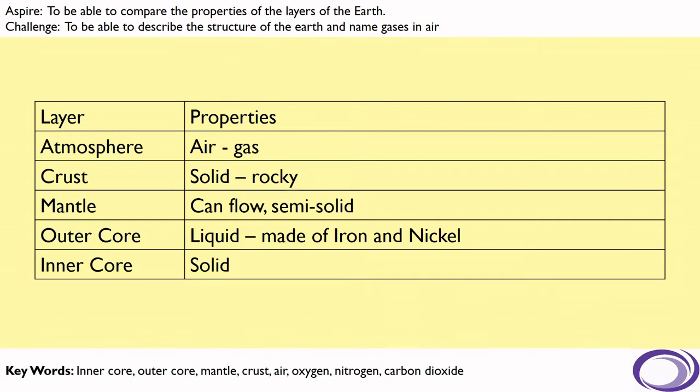Now, if we were to summarise the layers of the Earth and the atmosphere, if we started from the outside in, technically we would start with the atmosphere, which is our air, and that is a gas. Then we have the crust, which is solid and it's rocky. Underneath that we have the mantle, which has some properties of a solid but also can flow like a liquid, so it can be described as semi-solid. Then we would have the outer core, which is a liquid, and then the inner core, which is a solid.